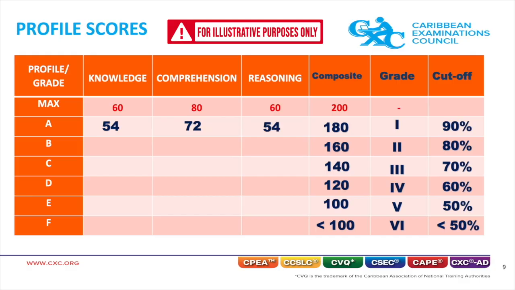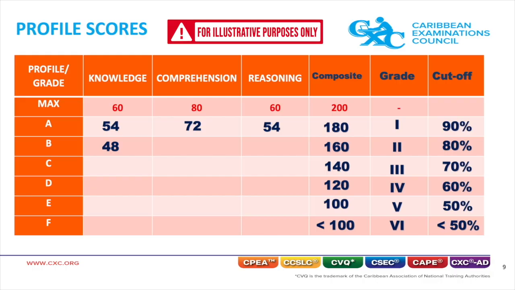Again, for the knowledge profile, grade B has a minimum of 80% of 60, which is the cutoff associated with grade 2 times the profile max, giving us 48 marks.